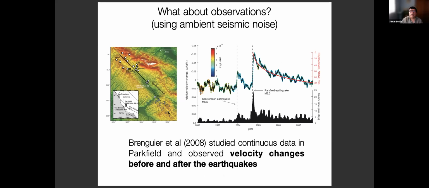So this is a way of studying time, and it was done in 2008 in the Parkfield area where you have these stations. And you know that there were a couple of earthquakes in 2003, the San Simeon earthquake, and the Parkfield earthquake in 2004. So studying the time that you see between the different stations using a technique called cross-correlation of the seismic wave field, Florent Brenguier and his colleagues were able to obtain the velocity changes in this area during several years, before the earthquakes and after the earthquakes.